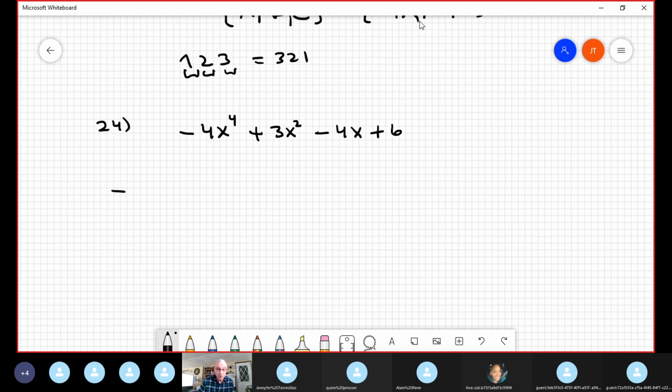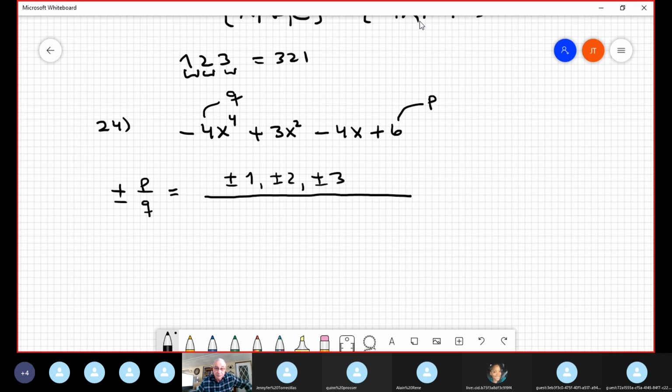My famous formula: plus or minus p divided by q. P is 6 and q is 4. I don't care about the sign. The sign is not important because you consider them plus or minus. And you break it down. The factors of 6 are plus or minus 1, plus or minus 2, plus or minus 3, plus or minus 6. The factors of 4 are plus or minus 1, plus or minus 2, and plus or minus 4, because 2 times 2 is 4.